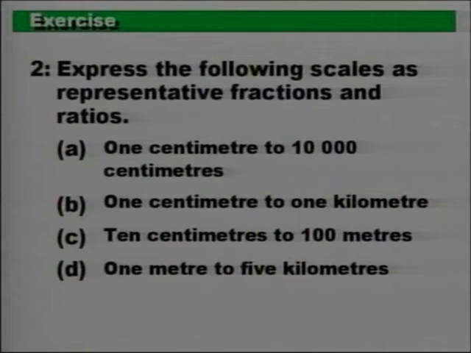So when you're expressing as a ratio, it is better to say 1 to so and so. Don't include the units, because automatically when we see the ratio, we know that so many of that is equivalent to so many of that. So no need to write centimeter to centimeter. Just leave it as 1 to so and so. Full stop.